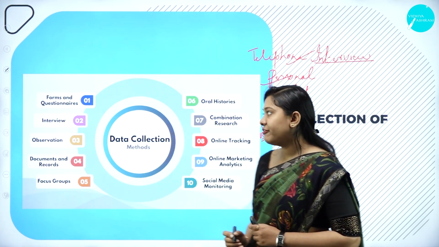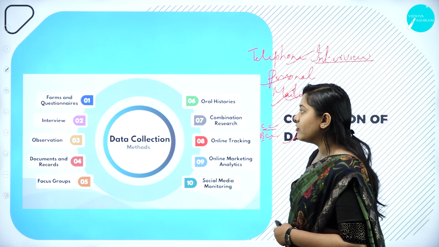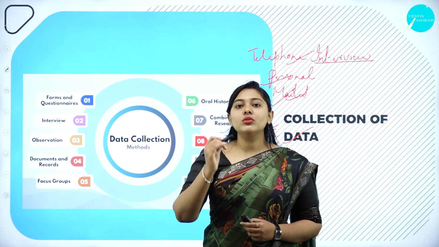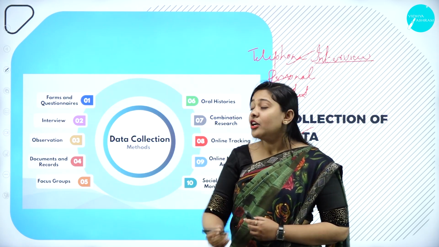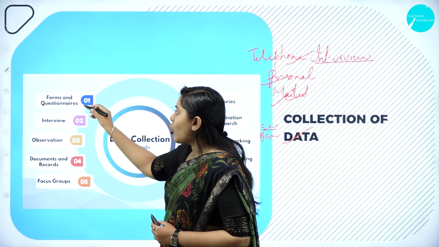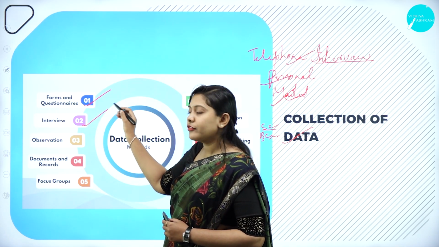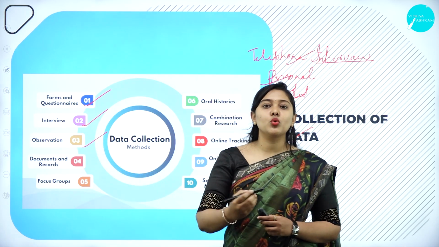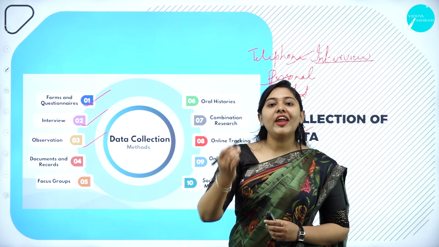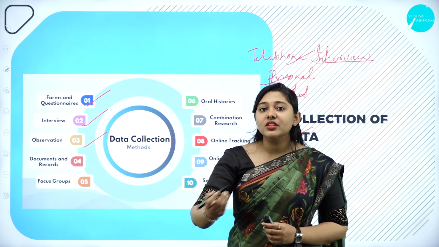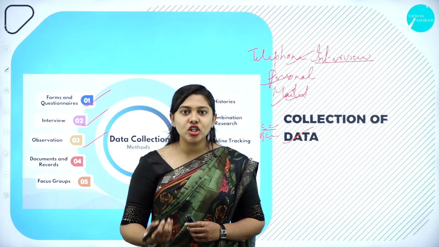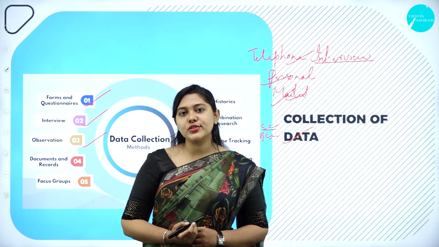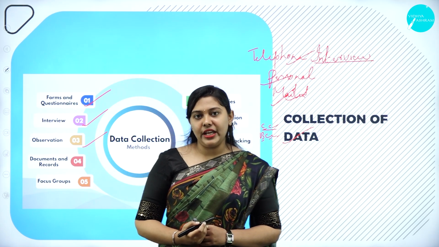Moving forward, as I have told you, it is not only these 3 ways that are restricted for collecting the primary data. We have many other things: forms and questionnaire, we have interview method, we have observation. Through observing also, in a field survey, they observe the respondents, how they are behaving, what their reaction is, and from observation also they will be collecting the data.